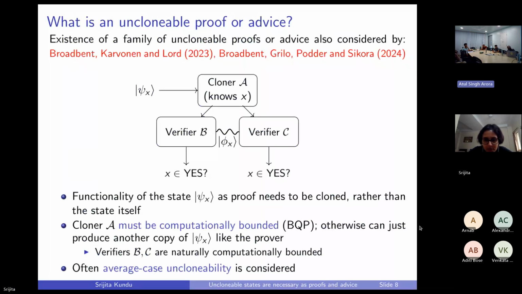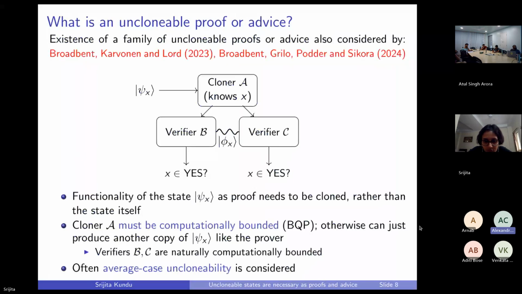Srijita, sorry, one small potentially stupid question on the previous slide. Do we also have to assume that A is computationally bounded in the advice case, or is it only for the proof case? Also in the advice case, yeah. Because if the cloner was not computationally bounded, the cloner does know the input length, and they can produce two copies of whatever advice you were trying to do. Yeah, sorry, thank you.